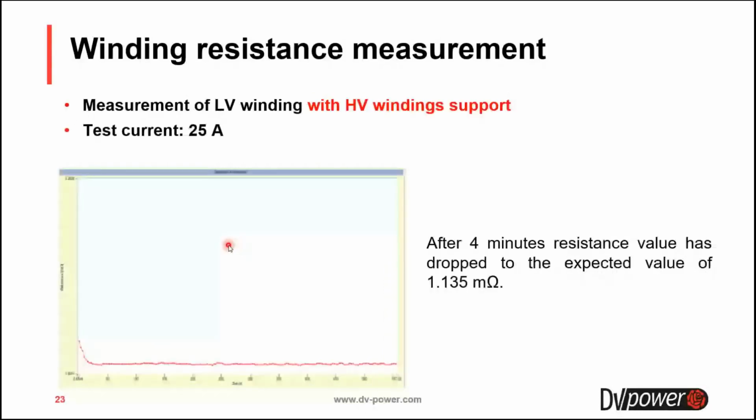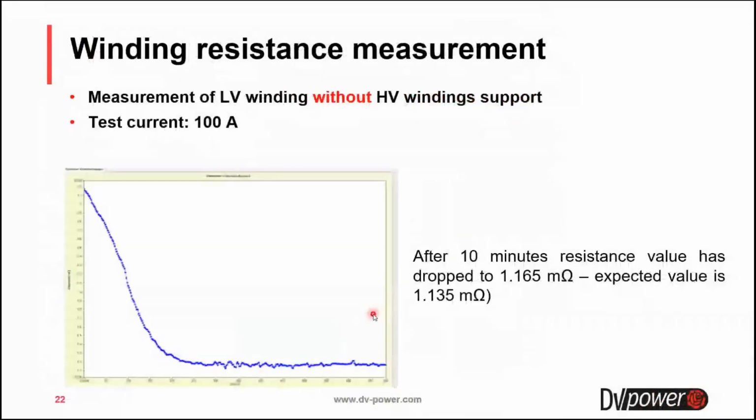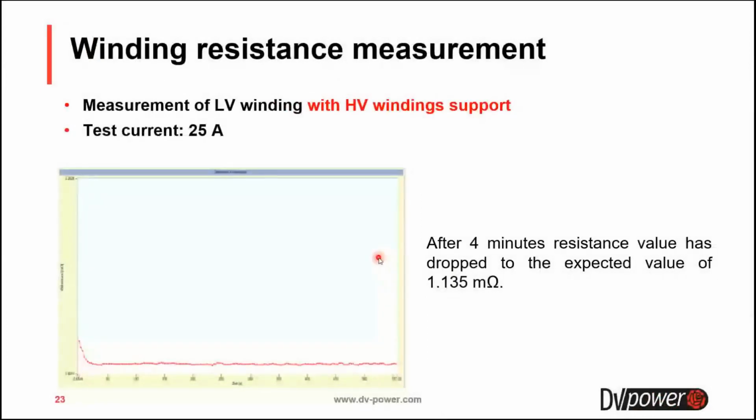In this slide, you can see the test with our three-phase instrument. We did this test with our RMO40D, using current of 25 amps, and you can see on this diagram that after 4 minutes, the resistance value dropped to the expected value of 1.135 milliohms. 4 minutes versus 10 minutes is quite a lot of difference on this particular unit. On a bigger transformer, I think there is a much bigger difference between a 3-phase measurement and 1-phase measurements.